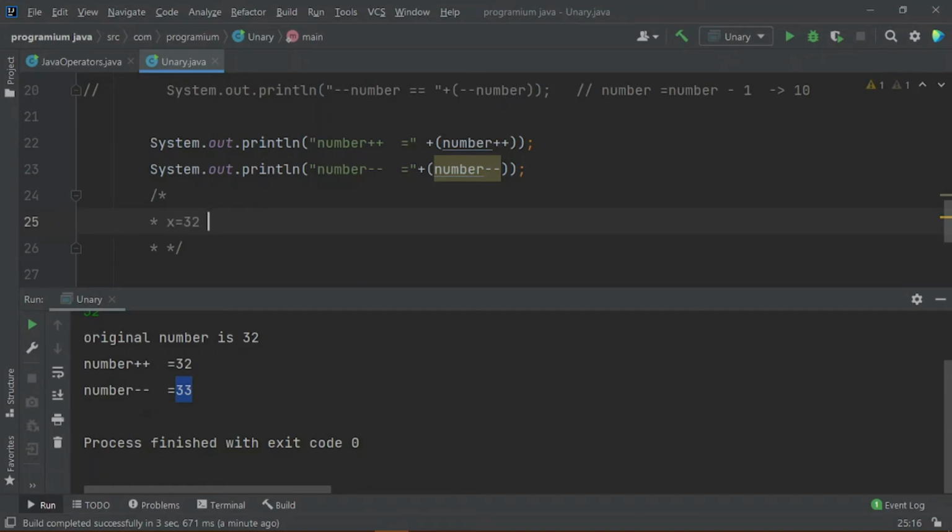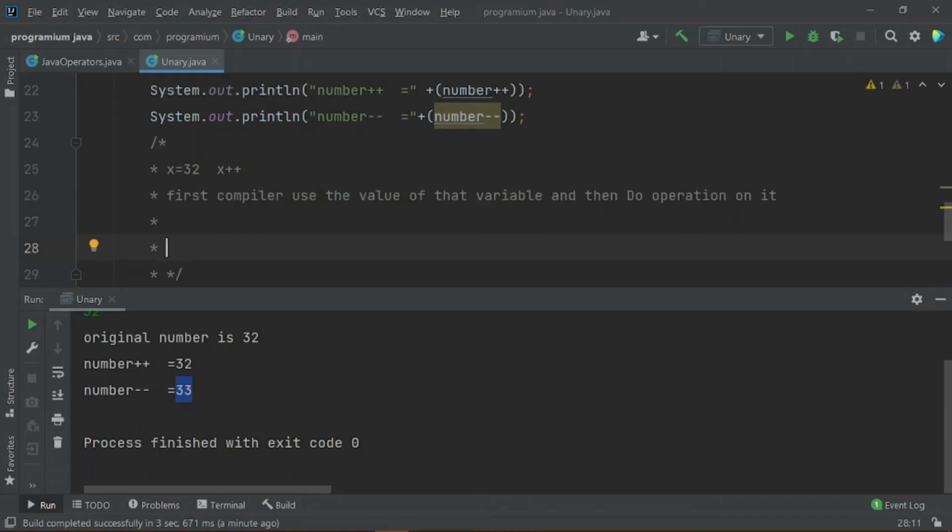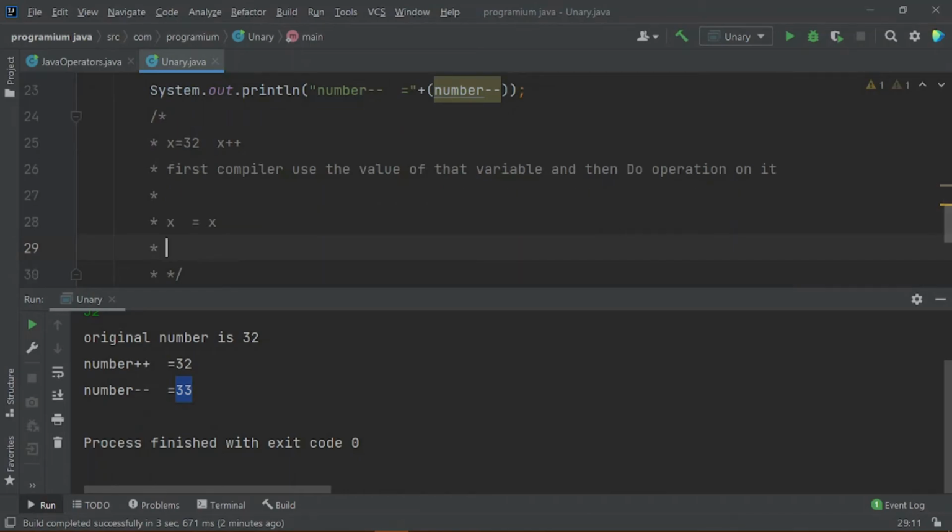Let me explain as in our slide what happens when we use these kinds of unary operators. Actually, first the compiler uses the value of that variable and then does the operation on it. What should happen here first is that the compiler reassigns the value of both these variables, and after that the compiler increments this value by 1.